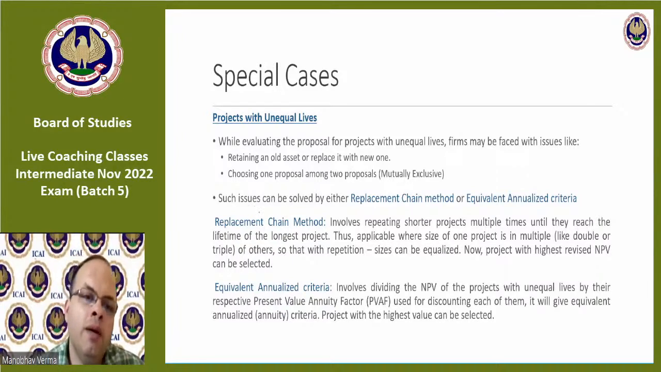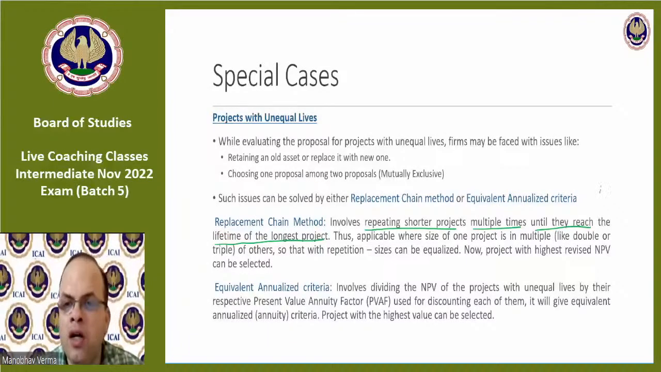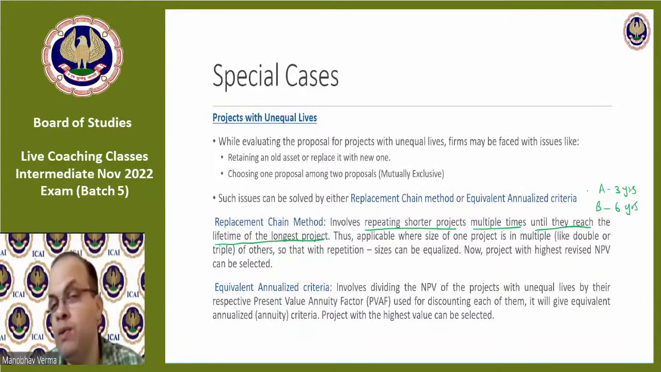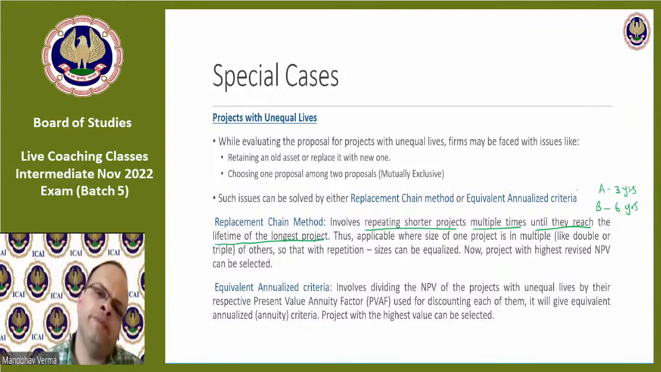Let's say in the replacement chain method, we are saying that we can repeat the shorter projects multiple times until they reach the lifetime of the longest project. So for example, if one project is 3 years and the other project is 6 years, you can repeat project A twice. But the only problem is, in practical life, would you get those opportunities of smaller projects with equal lives? Or second, you probably can apply it only when it is an exact multiple, right? To have a comparison. But how to remember this?